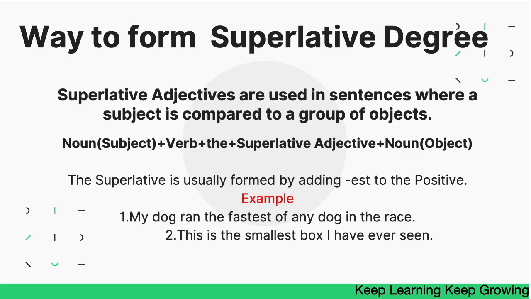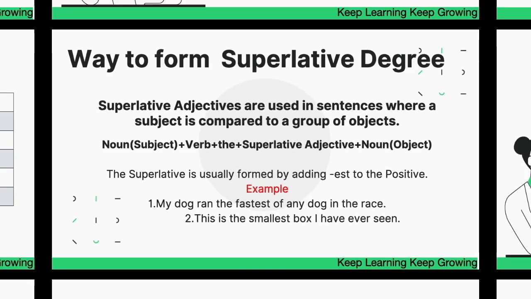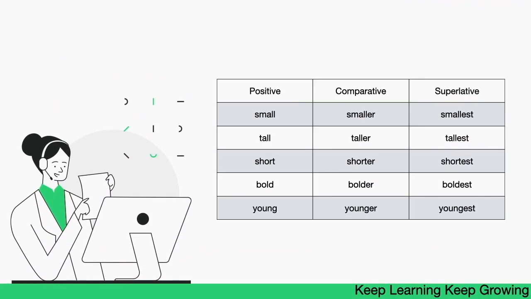These are the ways to form superlative degree. Now let me begin with the next slide. See how comparatives and superlatives are formed. Small, smaller, smallest. Tall, the comparative is taller and the superlative is the tallest.